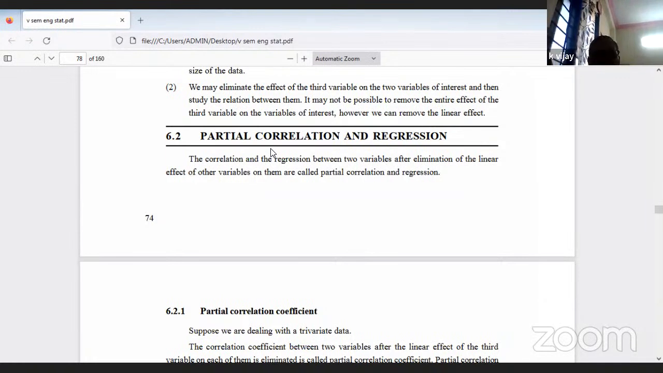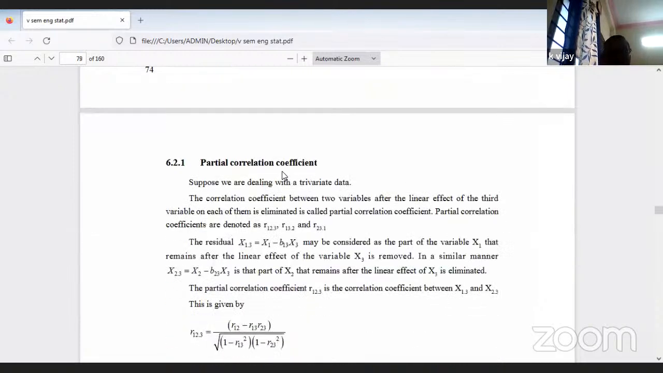You know the conditions they have taken for correlation and regression between two variables. After elimination, the variables are called partial correlation and regression. Partial correlation coefficient: suppose we are dealing with trivariate data. The correlation coefficient between two variables after the linear effect of the third variable on each of them is eliminated is called partial correlation. Partial correlations are R12.3, R13.2, R23.1.